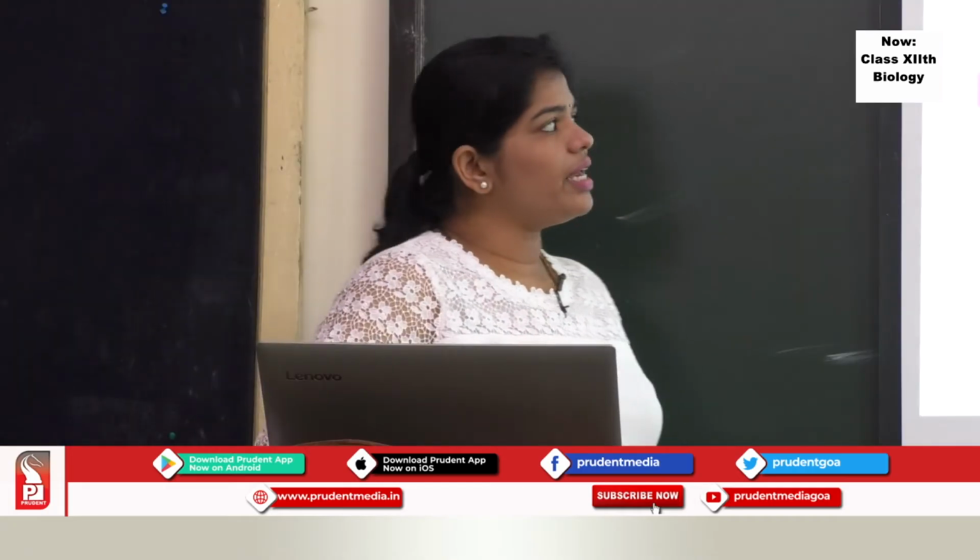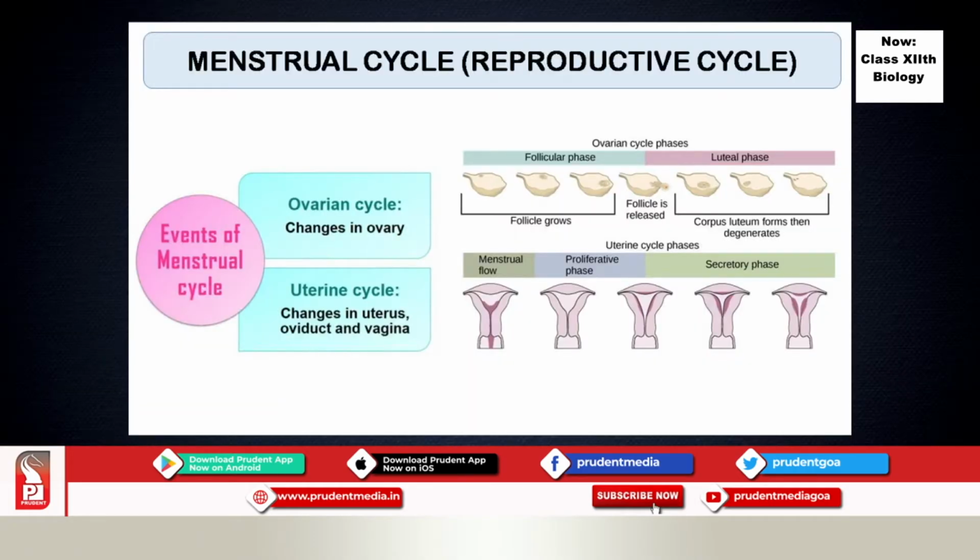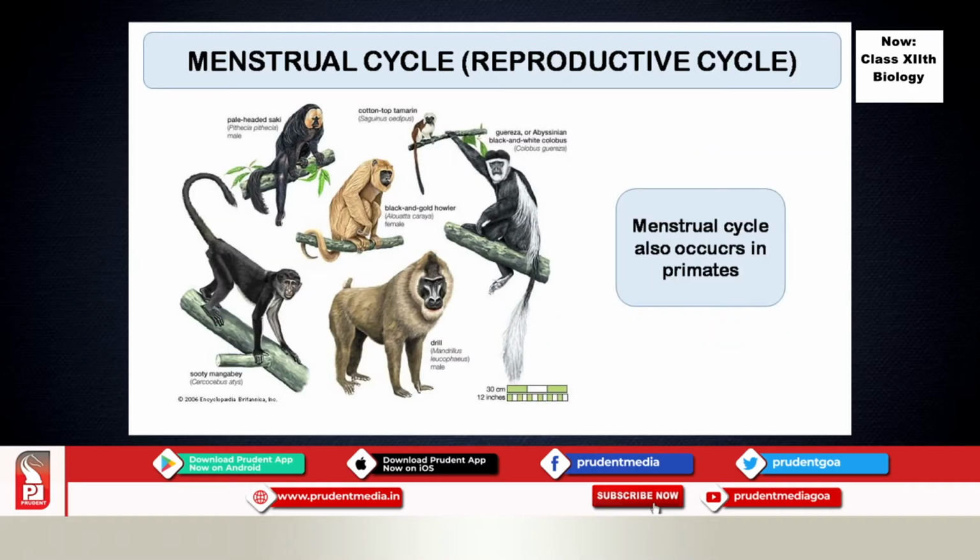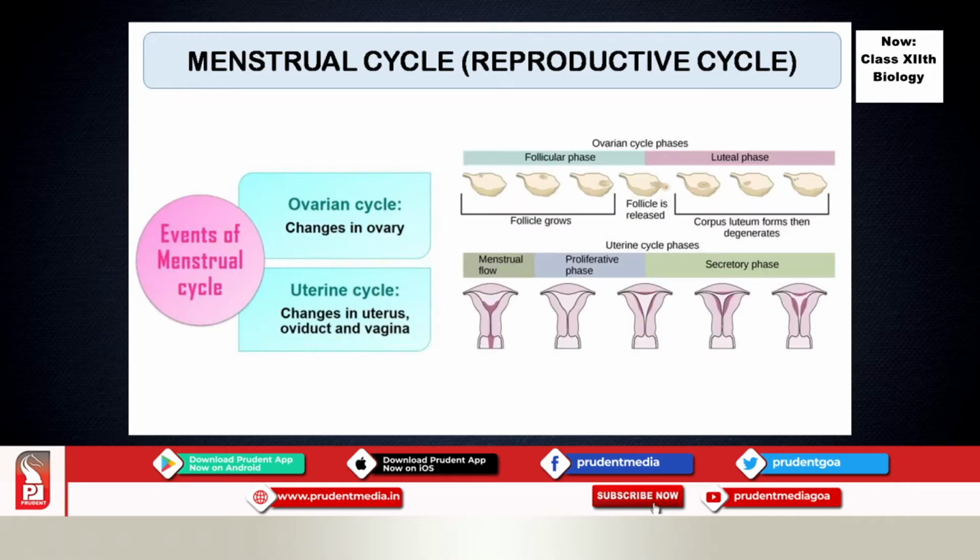Now if you look at the events, the changes taking place in the menstrual cycle, the menstrual cycle can be divided into 2 events: the ovarian cycle and the uterine cycle. The ovarian cycle is the changes occurring in the ovary, whereas the uterine cycle is the changes in the uterus.